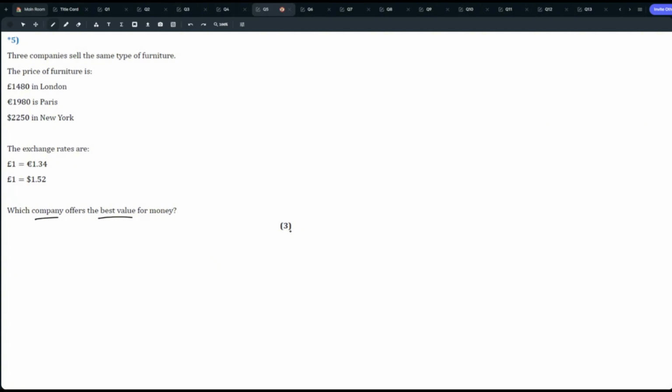So if it's an exchange rates question, it will be a good idea to put everything under one currency. So I'm going to just put it all in Great British Pounds. So that's going to be 1,480 in London. Just leave that there. Okay, so what about Paris? Let's deal with Paris. So that's London.